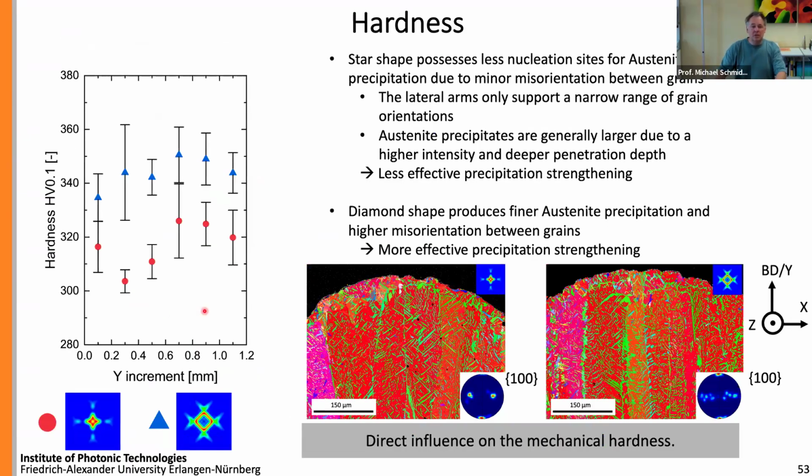And this also is represented in the hardness values, as you can see here. So for the diamond-like, we have higher hardness than we find in the star-like shape.